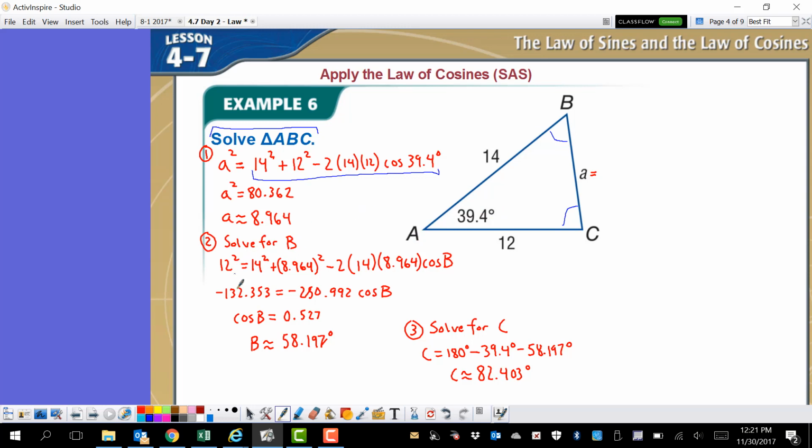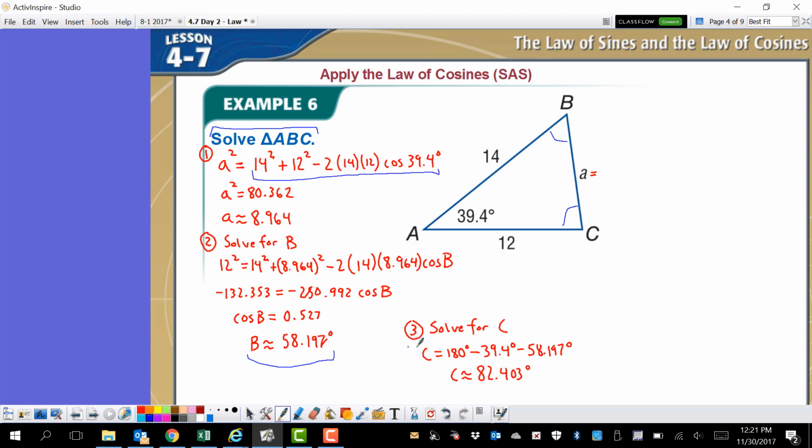So then what I do is I use the law of cosines to solve for B. Okay, because I know that I was given the opposite side of B is 12. So I have 12 squared equals 14 squared plus 8.964 squared, which is what I just found, minus 2 times 14 times 8.964 times cosine B. Again, use my graphing calculator, or any calculator for that matter, to get you down to cosine B equals 0.527. Take the inverse cosine on my calculator to get that B is approximately 58.197 degrees.